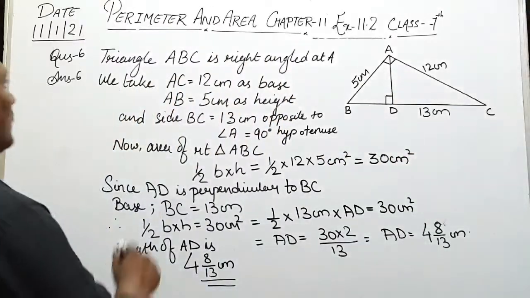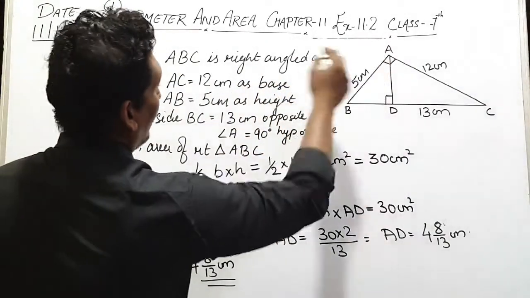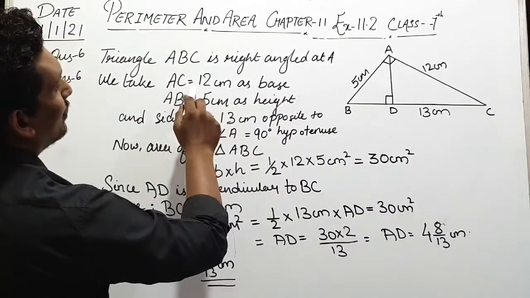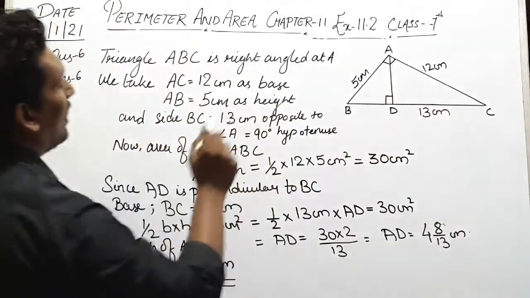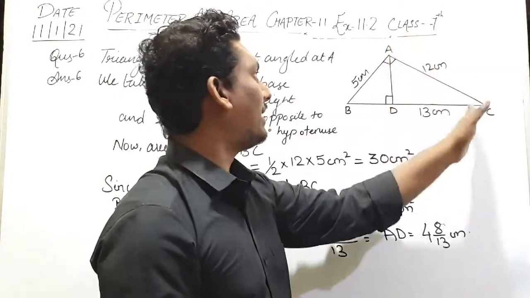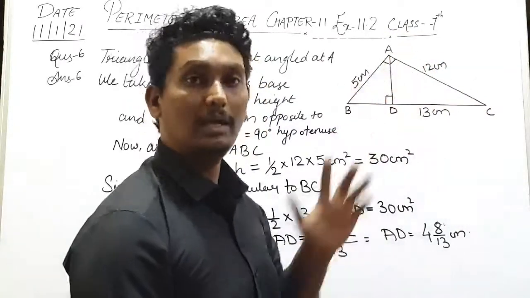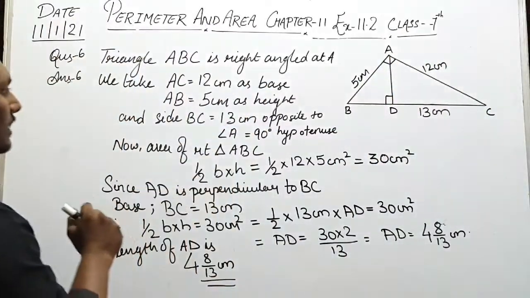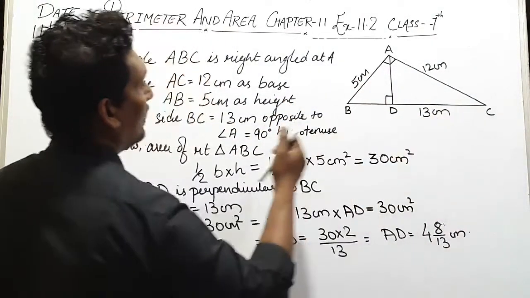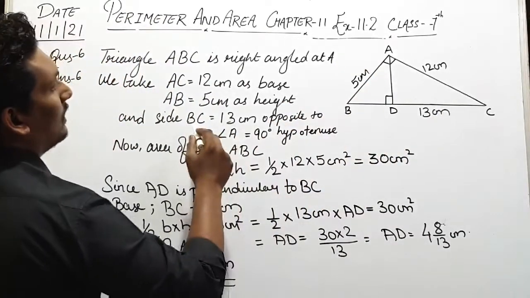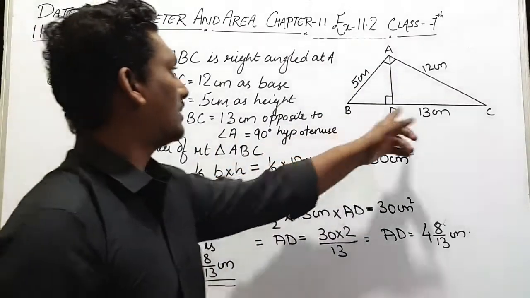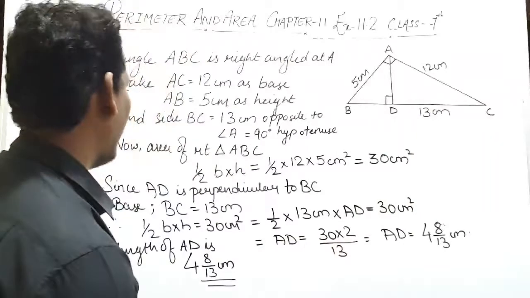Okay, so in this question, ABC is a right angle triangle, right angle at A, where AC is equal to 12 centimeter and AB is 5 centimeter. If we are considering AC as base, the corresponding height will be AB, since it's a right angle triangle. And BC is the side opposite to the angle A, that is 90 degree. This is the hypotenuse, okay.